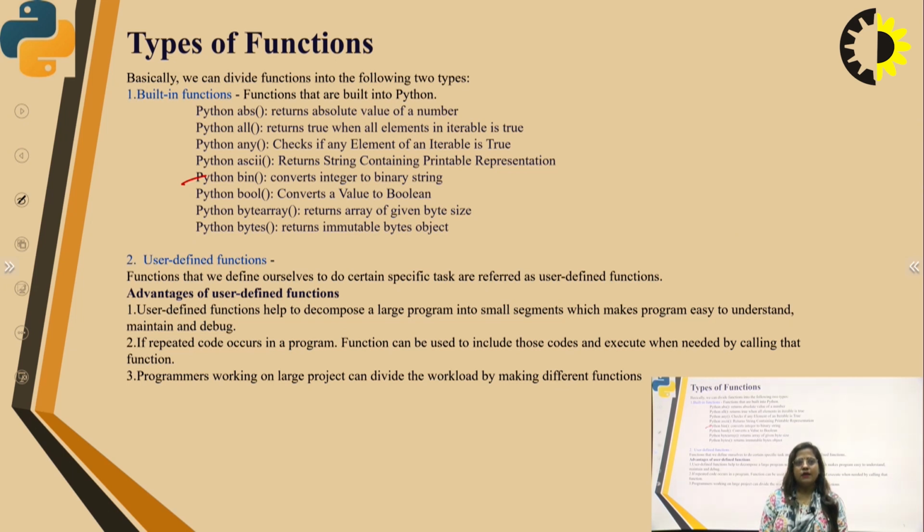Python bytearray returns an array of a given byte size. And the fourth one is Python bytes, which returns an immutable bytes object. Immutable means you can't change the content of the object or data; these are called immutables.